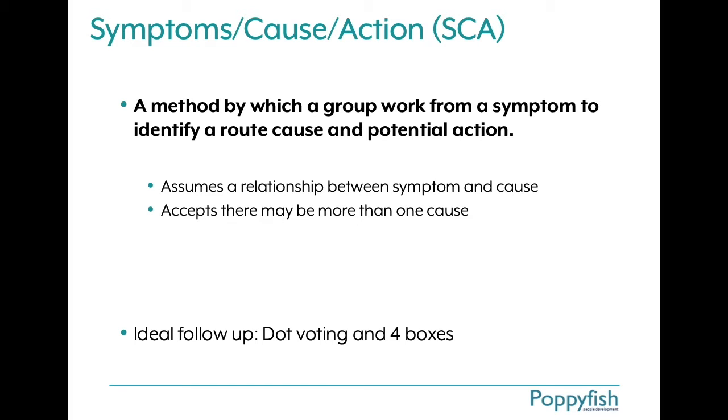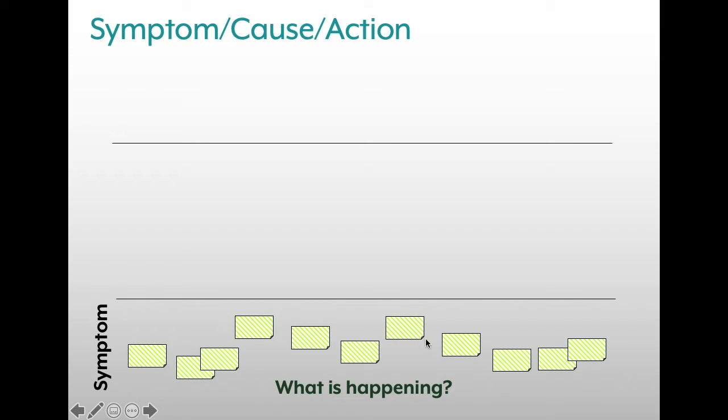So this is symptoms, cause and action. It's a method that you can use to help a group understand how they go from where they are now to where they want to be in the future, and generally quite good for problem solving, for instance, project reviews that aren't going very well, etc. So the first thing you do is you say to them, okay, what is happening at the moment? What symptoms do we see?